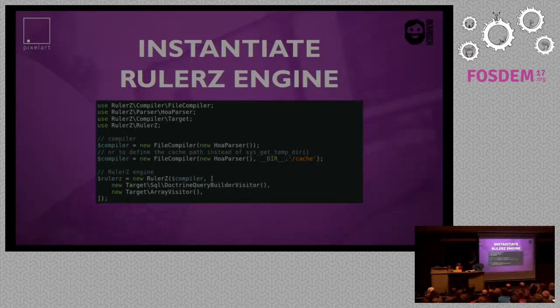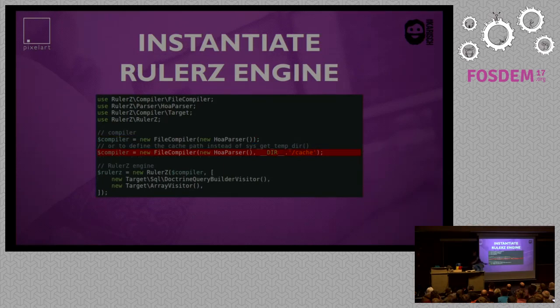So first let's instantiate a Rulerz engine. We need a compiler because somehow it has to parse our business rule. This is the compiler. It doesn't matter what you use. You can use only the Hoa parser at this time, or you preferably define your cache tier. You need to clear it after deployments or if you have changed the business rules. And then we create a new Rulerz with the compiler. Say we want to support Doctrine query builders and we want to support array visitors. We see later what's the difference between these two.